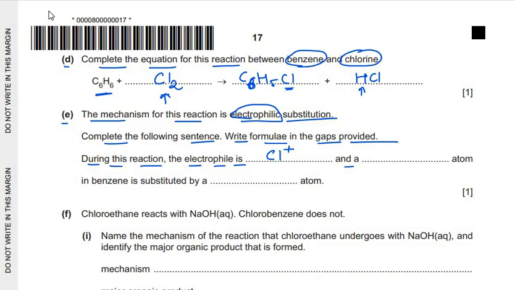And a dash atom in benzene is substituted by a dash atom. Now what atom is substituted by what atom in benzene? We know a hydrogen atom in benzene is substituted by a chlorine atom. So write the formulae in the gaps provided. So these are the formulae we have written for each and every gap.